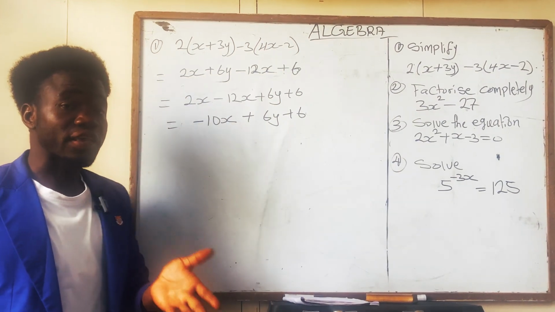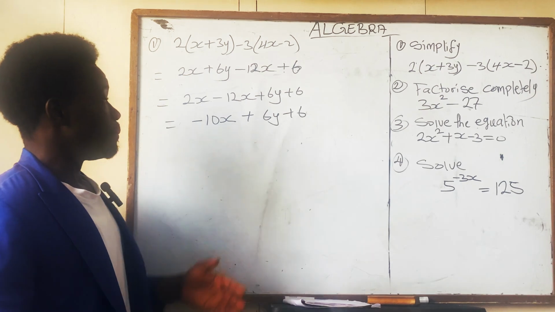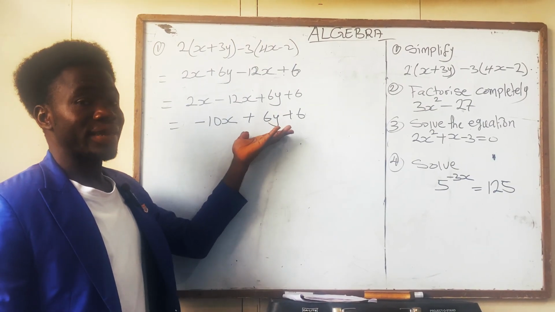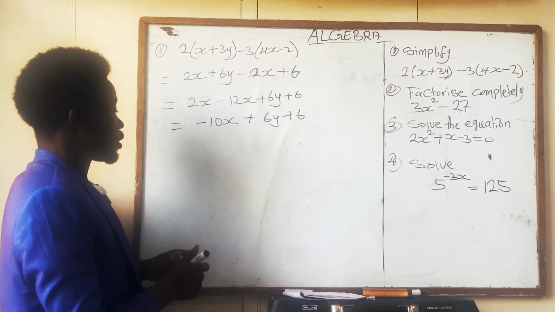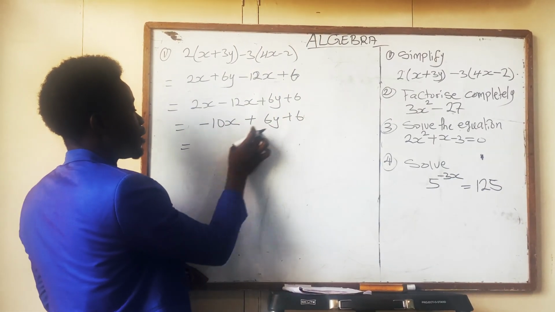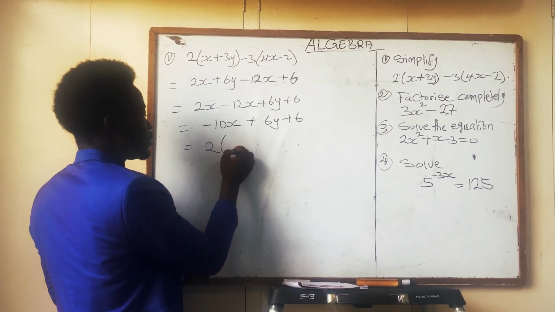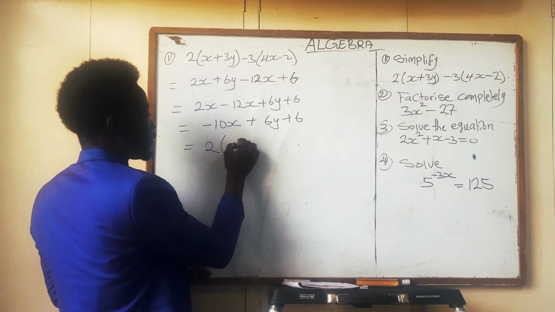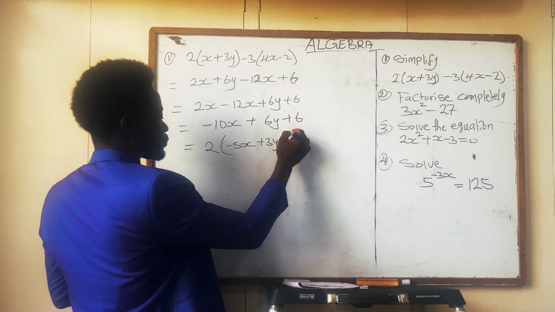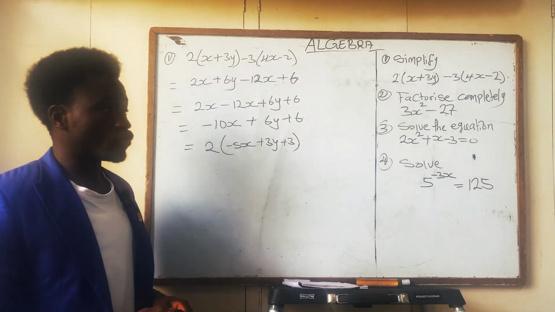But in objective questions, they could go further to simplify this by factorizing a common factor out. So if we leave it like this, you'll be marked correct. But they can go ahead and further do it. So the common factor among all these is 2. So I can pick 2 out, and I have 2(negative 5x plus 3y plus 3). And that will end my solution.